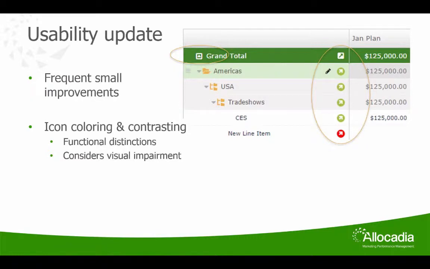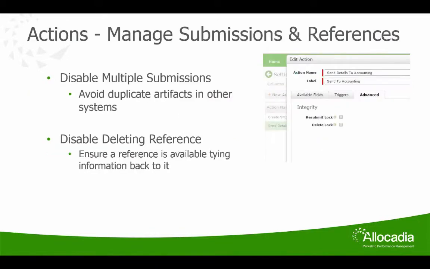Every release, we will do small changes to improve experience for the entire user base. This is important to Allocadia as many of our clients have large, decentralized teams, and some even include third parties. We want to ensure gains are provided at every level. In this release, we've applied some usability best practices for better colors and contrast for those with visual impairments, such as red-green color blindness, and easier distinction of the expand, collapse, and details panel icons for the grand total row.